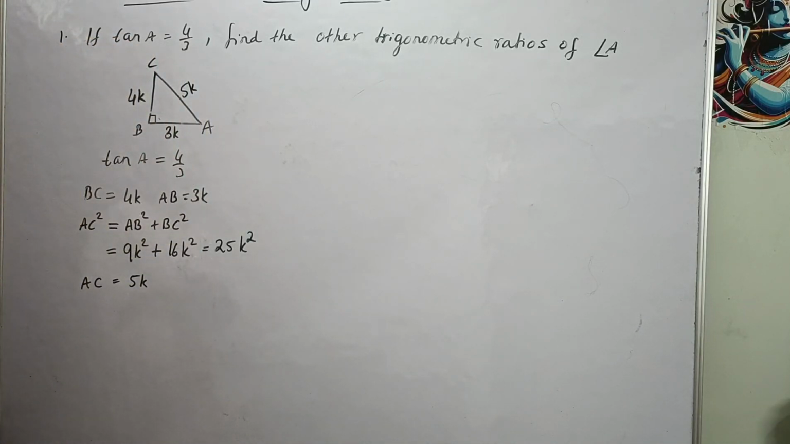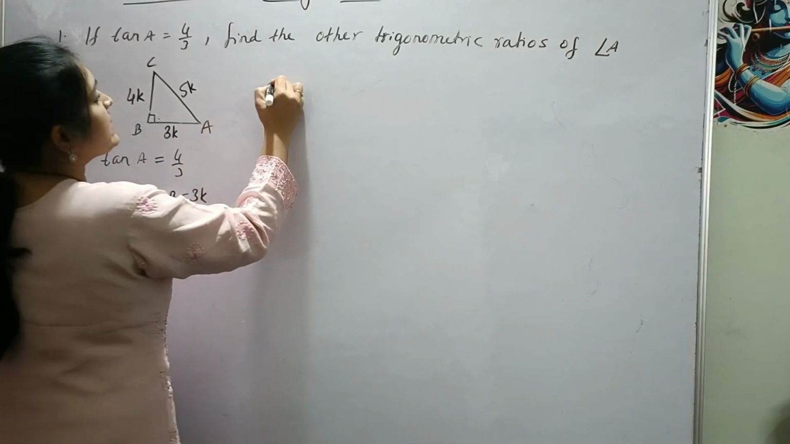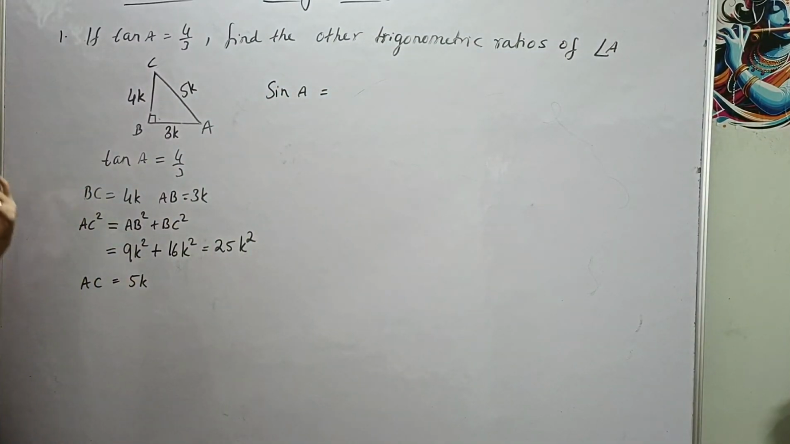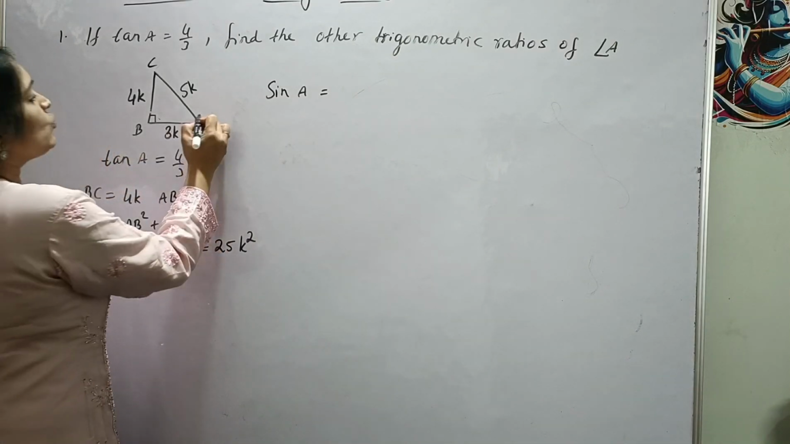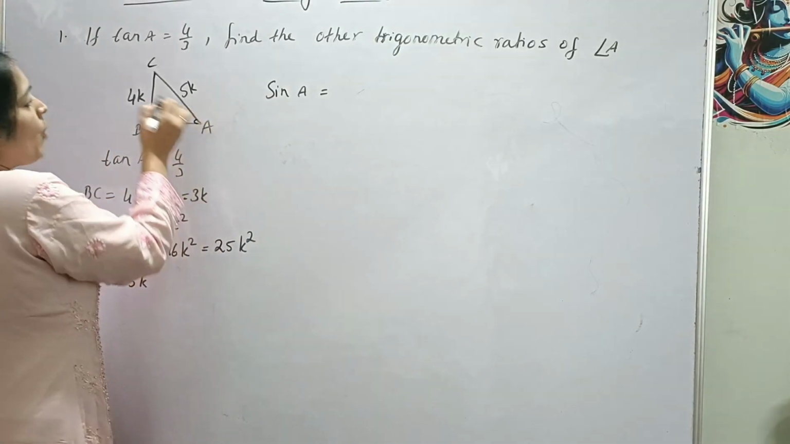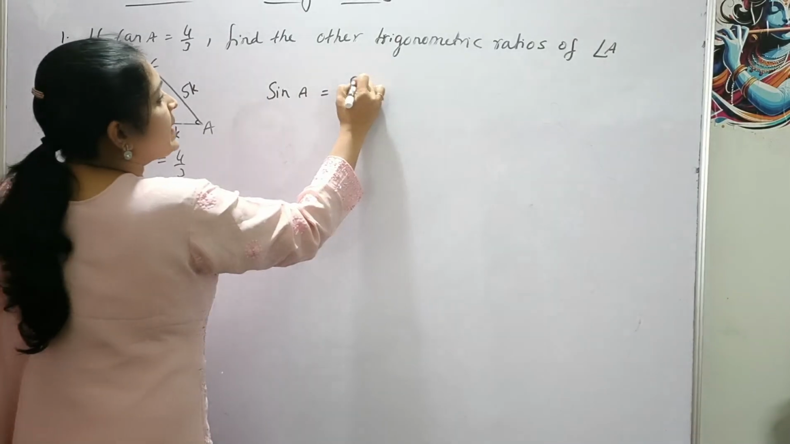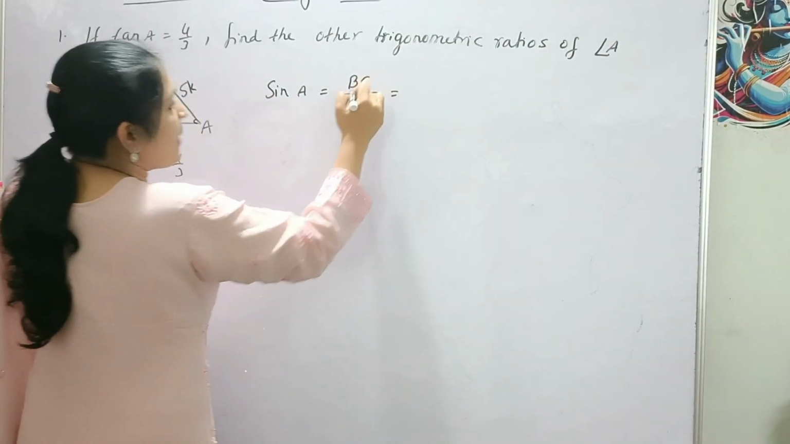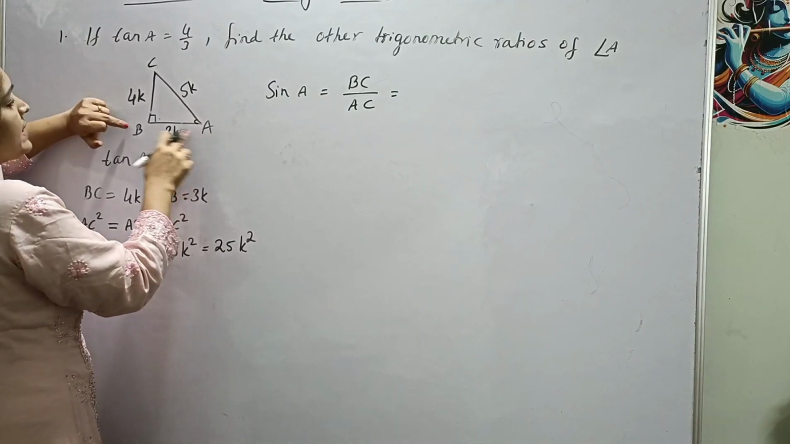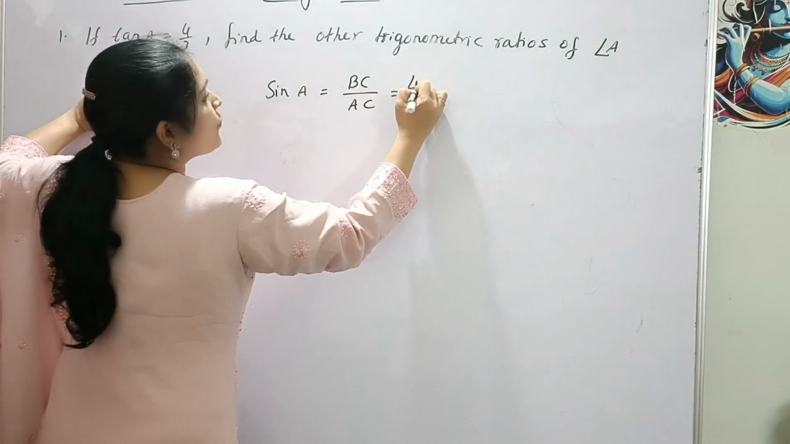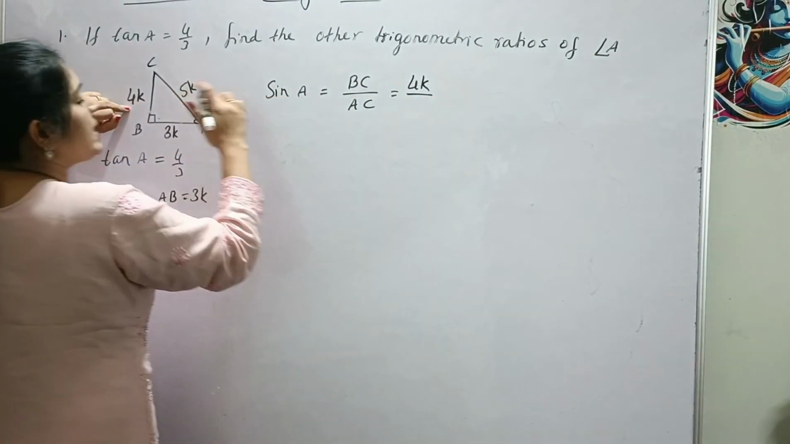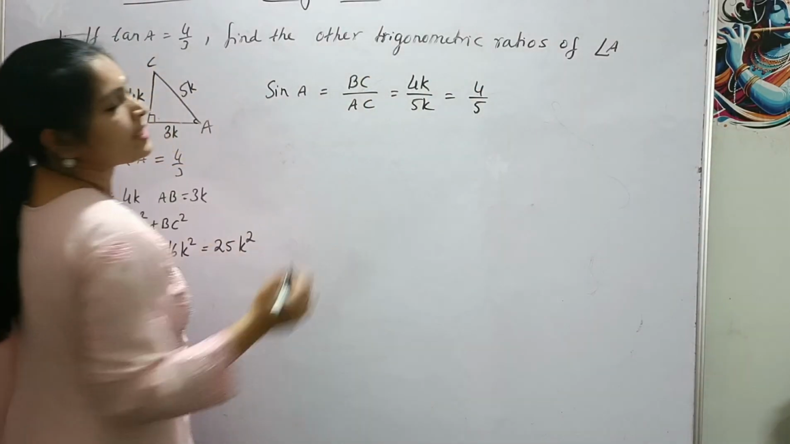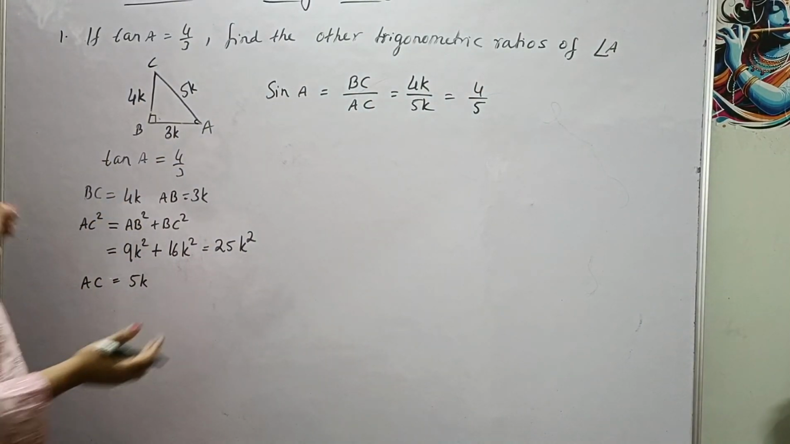Now let's find the trigonometric ratios. What is sine A? Sine A is opposite divided by hypotenuse. Here the opposite is BC, and the hypotenuse is AC. BC by AC, that is 4K divided by 5K, therefore 4 divided by 5. Its ratio is 4 is to 5.